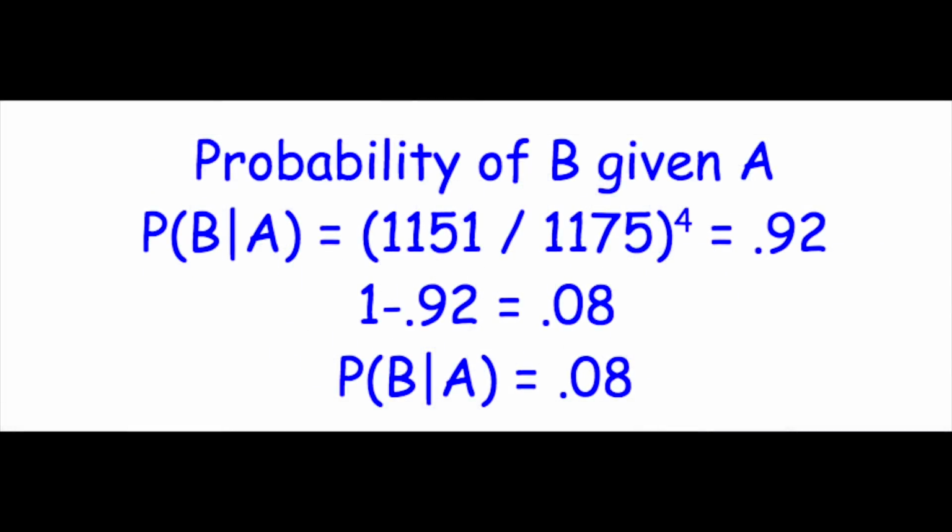The probability of B given A would be the probability that you make it into the bucket given that you flipped heads. This would be 1,151 over 1,175 to the power of 4. This will give you 0.92. 0.92 is the probability that you will miss. So therefore, to find the probability that you'll make it, you would do 1 minus 0.92, which would give you 0.08. Therefore, the probability of B given A equals 0.08.